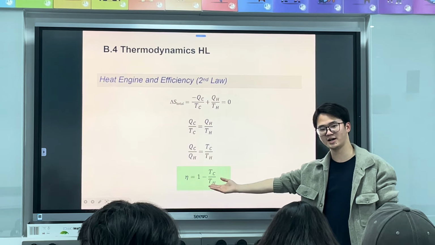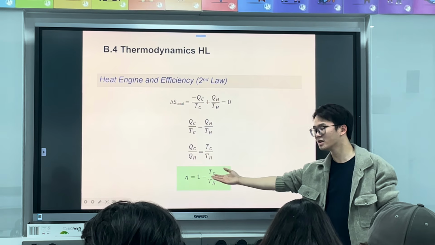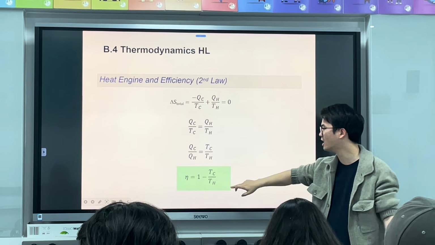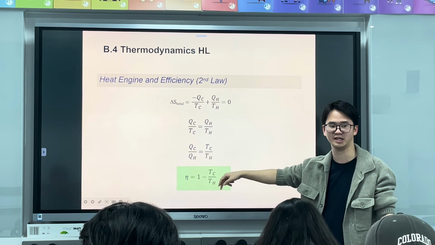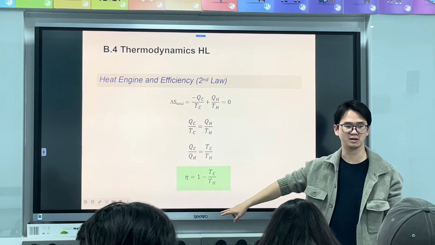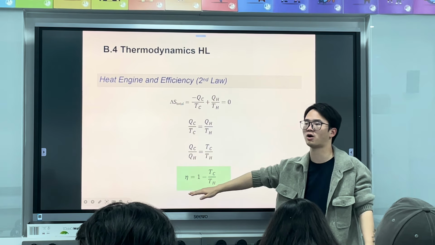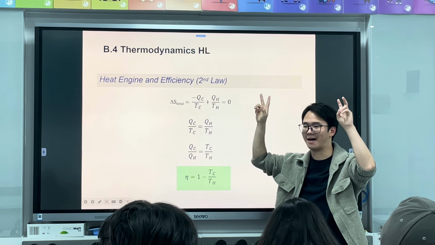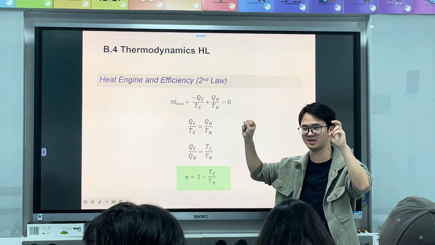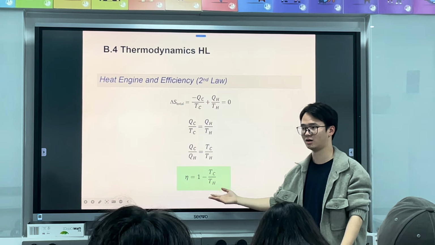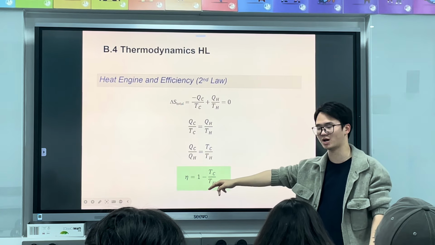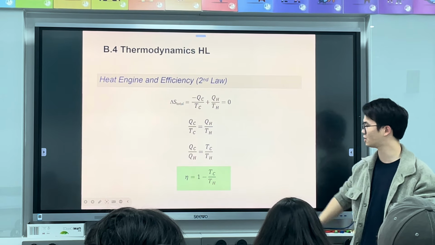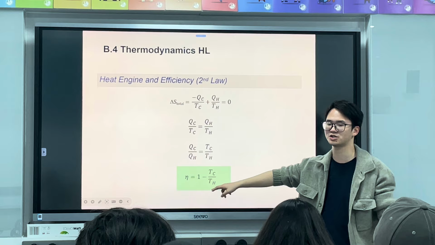So this is the final equation for Carnot cycle. This is only applicable to Carnot engine. If it's not, you still need to use 1 minus QC over QH, not this one. This equation is only for Carnot engine, or if you're asked for the maximum possible efficiency for a heat engine, you use this one. For a real engine, you cannot use this one. You can only use eta equals 1 minus QC over QH. So there is a condition for which to apply.